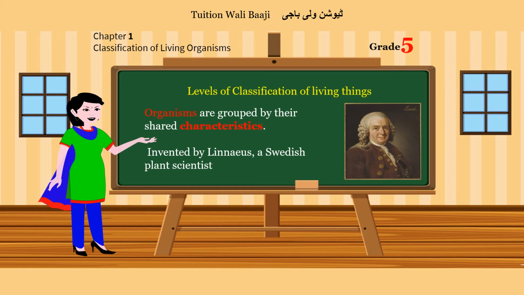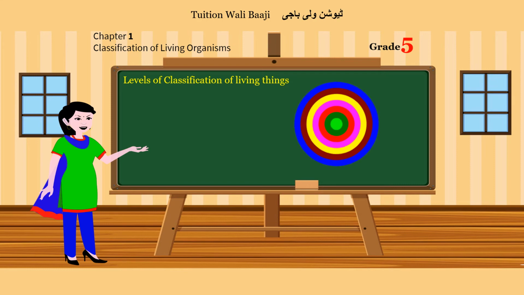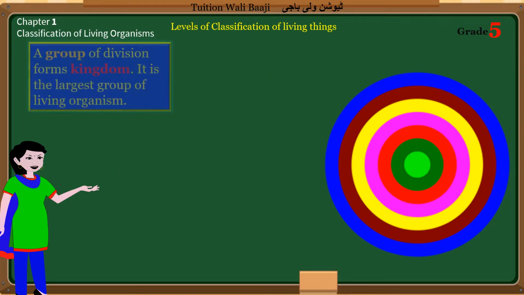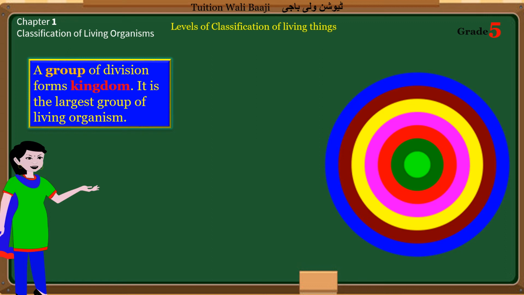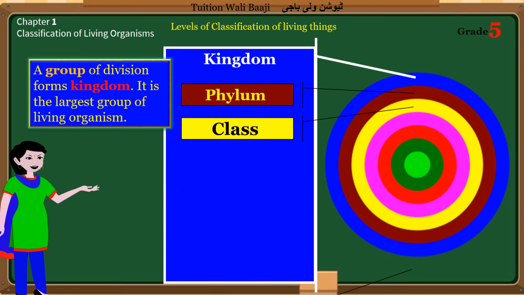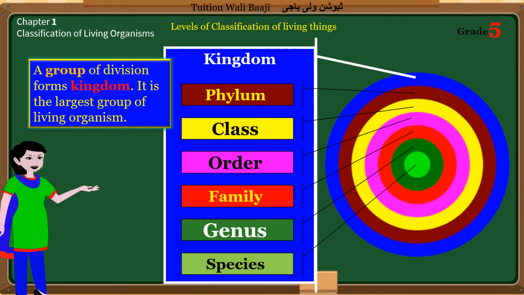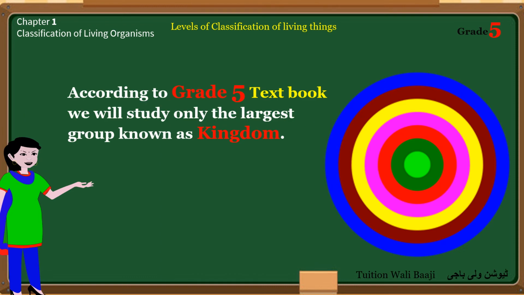Invented by Linnaeus, a Swedish plant scientist. A group of divisions forms a kingdom. It is the largest group of living organisms. The current groupings of organisms from largest to smallest are kingdom, phylum, class, order, family, genus, species. According to the Grade 5 textbook, we will study only the largest group known as kingdom.